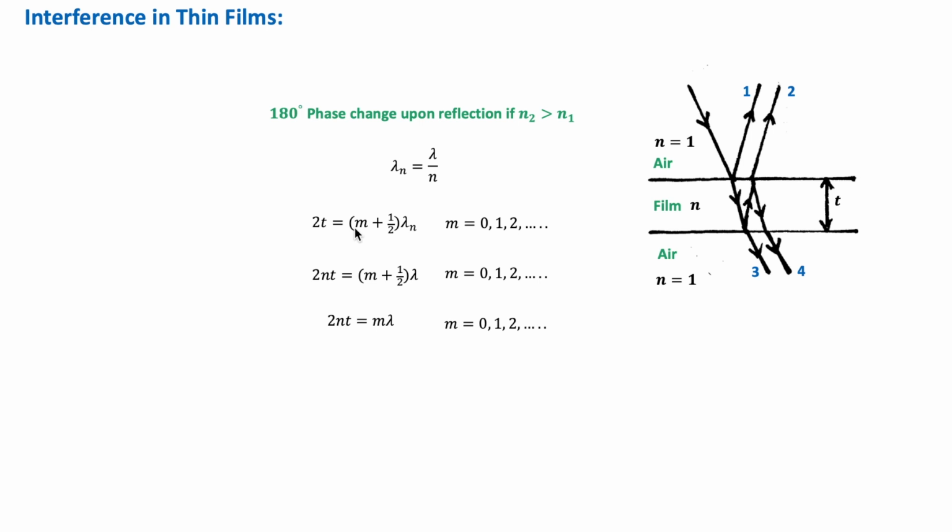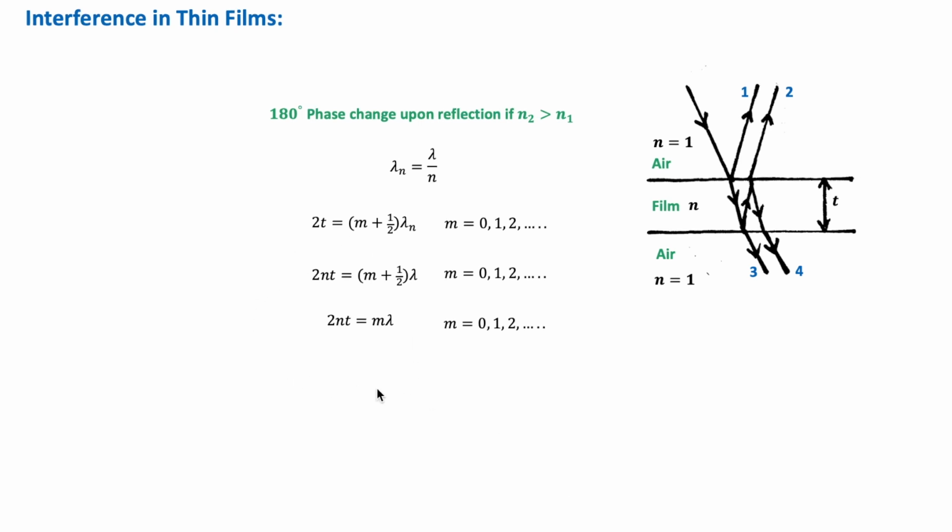So the term m lambda n comes from the path difference between ray 1 and 2, and the second term of lambda n over 2 is due to the 180 degrees phase change upon reflection. Also, we can write this equation in terms of the wavelength lambda in the first medium, okay? And the condition for destructive interference is given by this equation. So if the path difference 2t is an integral multiple of lambda n, then the two rays are out of phase, resulting in destructive interference.